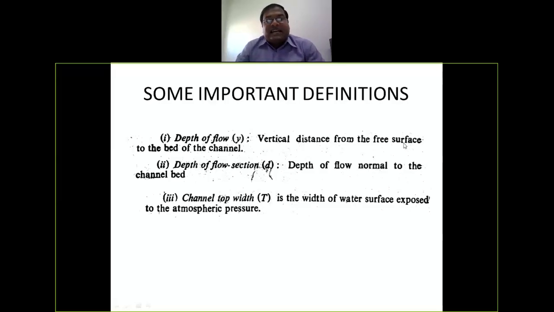The second one is depth of the flow section, denoted by D. It is the depth of the flow normal to the channel bed. Normal means perpendicular to the channel bed. Then channel top width, denoted by T. It is the width of the water surface exposed to the atmospheric pressure.